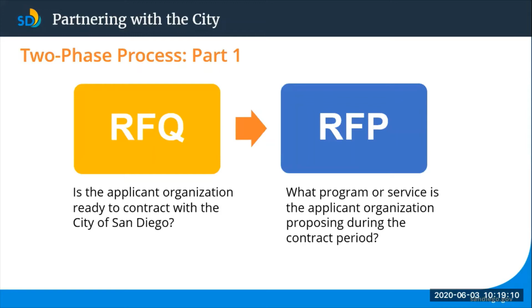In the request for qualifications portion of the process, we're looking at your organization as a whole. Are you ready to contract with the City of San Diego? Do you have the capacity to receive federal funds? And then the RFP is what program or service is your organization proposing during the contract period?